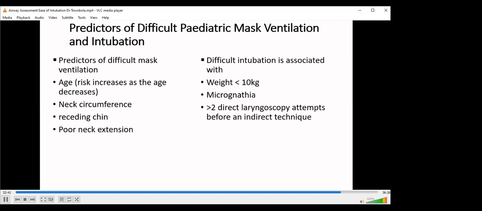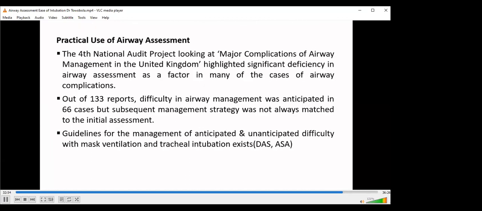For difficult intubation, it is associated with weight less than 10 kg, with micrognathia, and with more than 2 direct laryngoscopy attempts before an indirect technique is used.